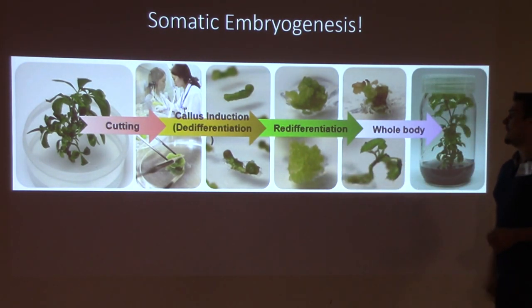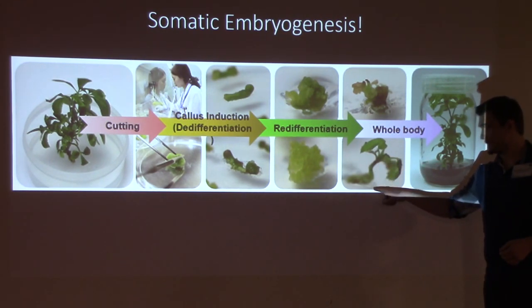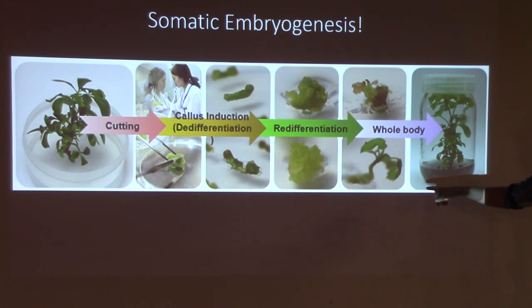Now, there's a problem here. Everyone who's seen a plant before knows it has a shoot, a stem, and roots. There are no roots here. So you can grow a whole plant without roots, but now you have to actually build the roots. So you move them onto another media that contains a rooting hormone, an auxin, which actually grows the roots. So you're basically going tumors, shoots, roots. You're constructing a plant, essentially. And that's the process of somatic embryogenesis.